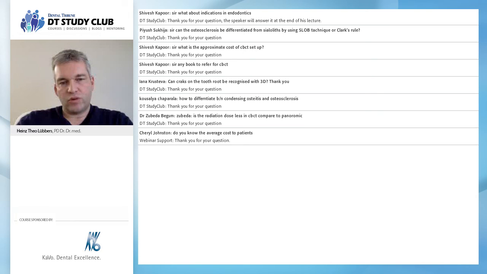The second question was, can osteosclerosis be differentiated from zeolith by using the SLOB technique or Clark's rule? I think this refers to conventional X-rays at different angles. Of course, you can differentiate it. You can even differentiate it if you're used to it by having a close look at it, because the zeolith will always be less sharp than osteosclerosis. Idiopathic osteosclerosis is right in your focus line. It's inside the bone, so it's going to be sharp.